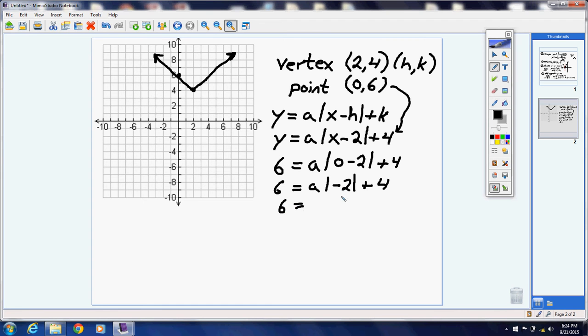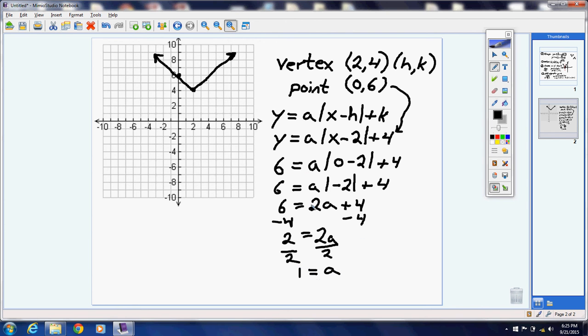6 equals a times the absolute value of negative 2, which is just 2, so we can get rid of the absolute value bars there. That's 6 equals 2 times a, since we're used to seeing it that way, plus 4. Subtract 4 off of each side of the equation, and we get 2 equals 2a. Divide each side by 2, and we see that a equals 1.